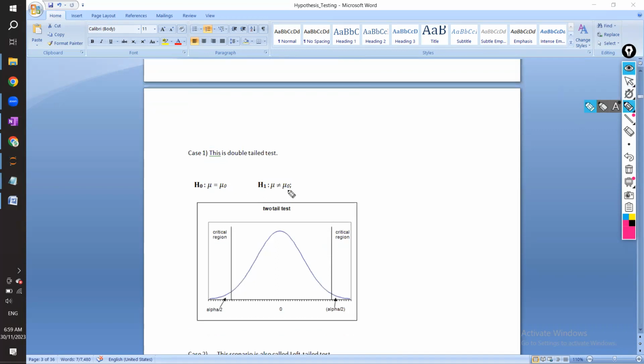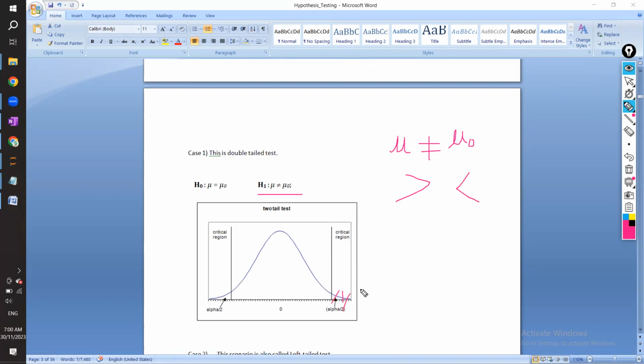But if it is just asking you to check not equal to mu naught, the new mean after the testing, whatever you're getting, that is not equal to mu naught. If it is not equal to, what does that mean? It could be greater than or it could be less than. So both the scenarios you need to consider.